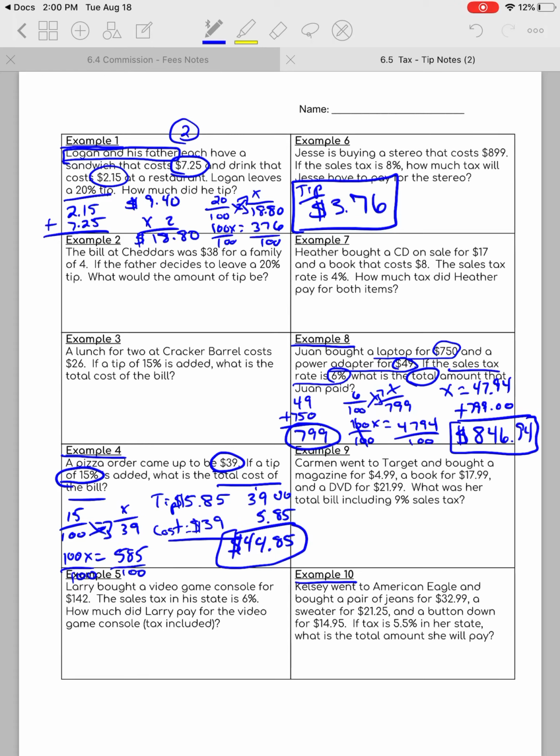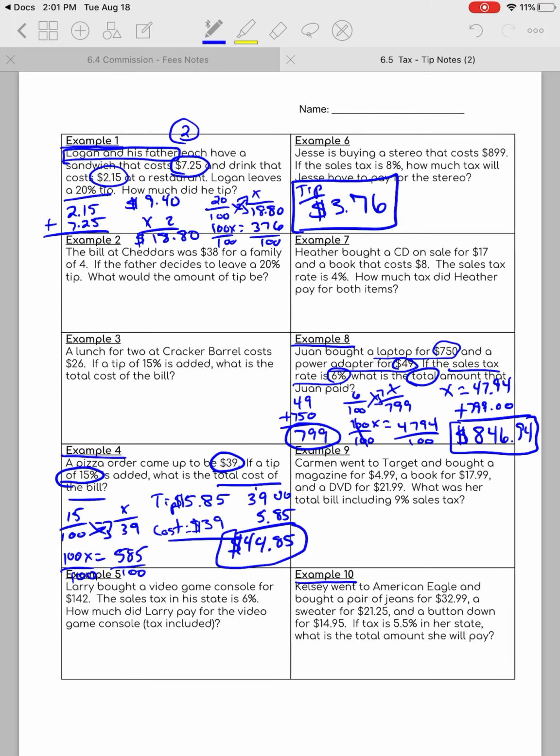All right, let's check out one more. Kelsey went to American Eagle. She bought a pair of jeans for $32.99. She got a sweater for $21.25 and a button down for $14.95. If tax is 5.5% in her state, what's the total amount she'll pay?